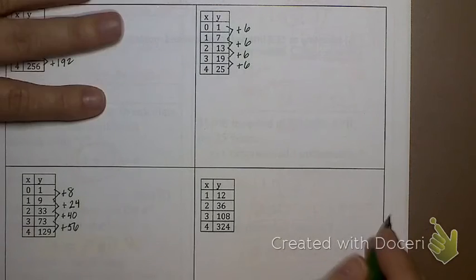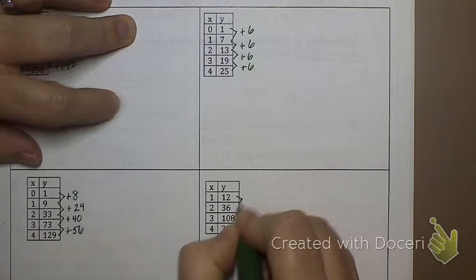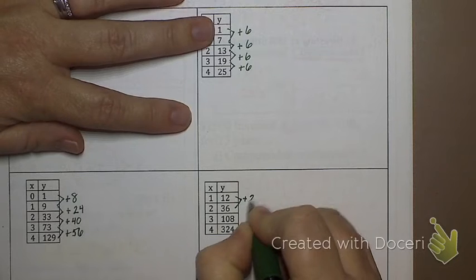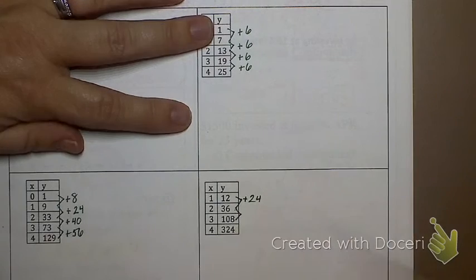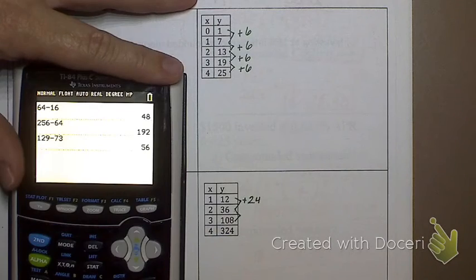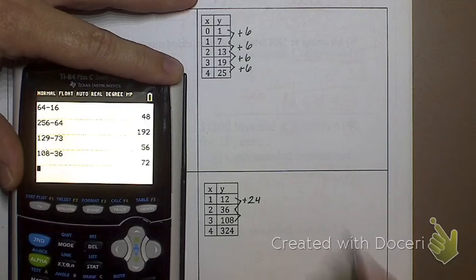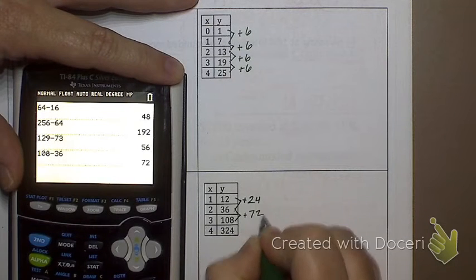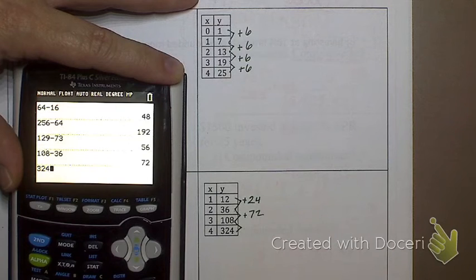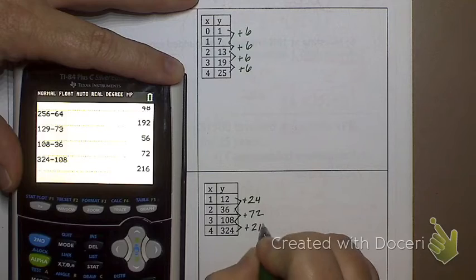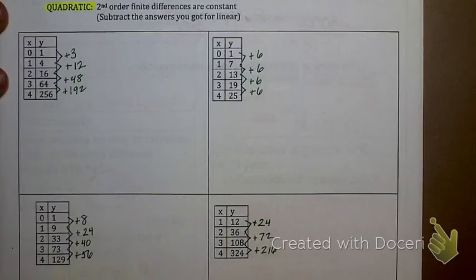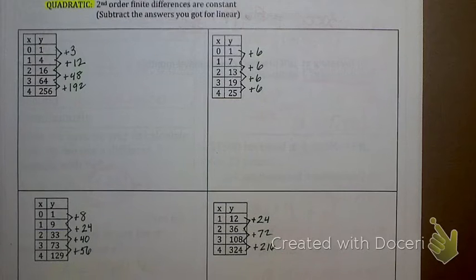How do you get from 12 to 36? You add 24. How do you get from 36 to 108? Plus 72. How do you get from 108 to 324? You add 216. Now, one of these things is not like the other. Exactly. So which one's not like the others?